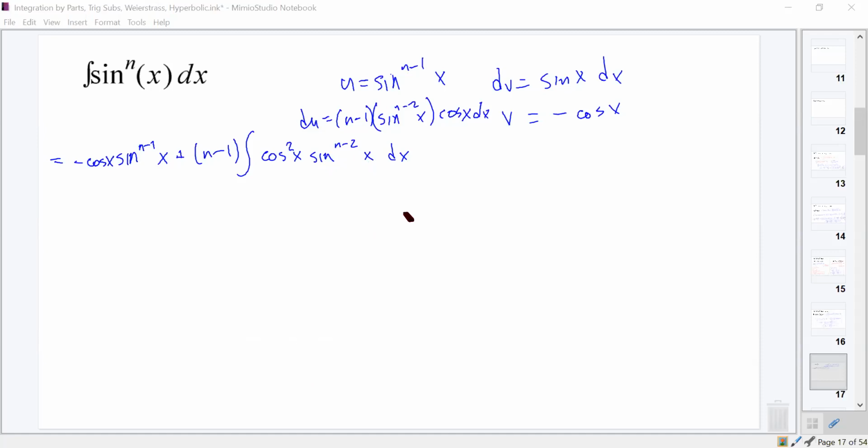So how am I going to deal with this cosine squared of x times sine to the n minus 2 of x? Any thoughts on that? Anybody see a good trick to use there?